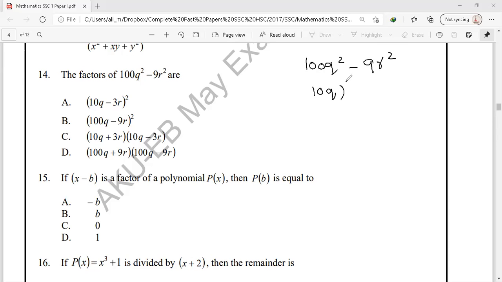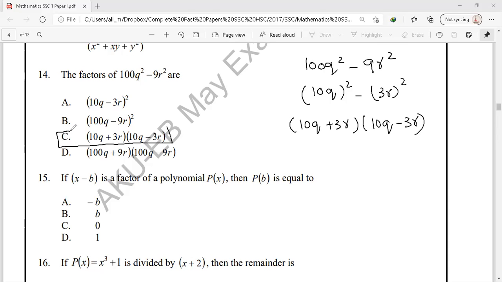10q whole square and 3r whole square with a different sign between them. So the difference of squares, we know that it is equal to a plus b and a minus b. So it will become 10q plus 3r and 10q minus 3r. So in question number 14, we have option C, that is the correct factorized form of this given expression.